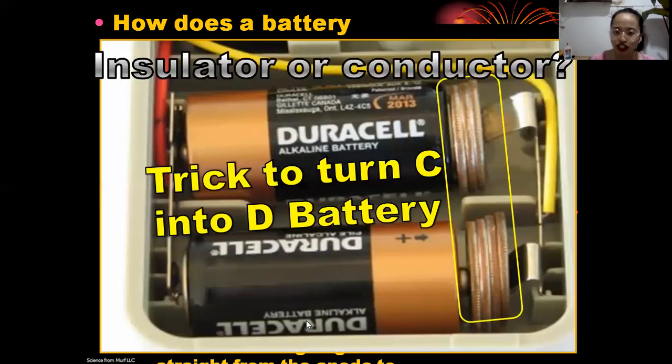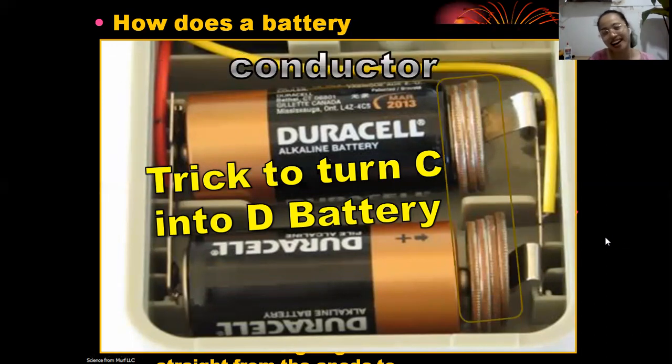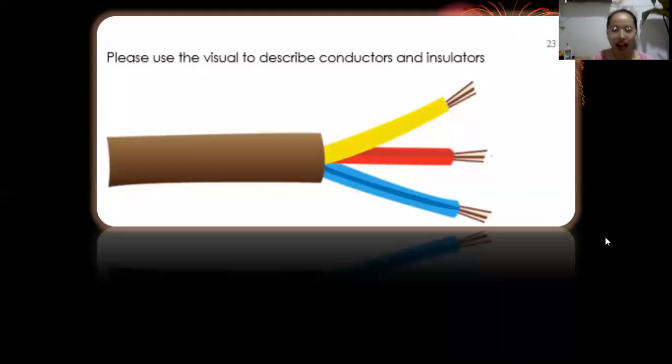So in this picture, how about this one? As you can see here, is this an insulator or conductor? Okay, that's a conductor. Very good. How about this one? Which is a conductor? Of course, this one, the copper wire. And the insulator here is the rubber.